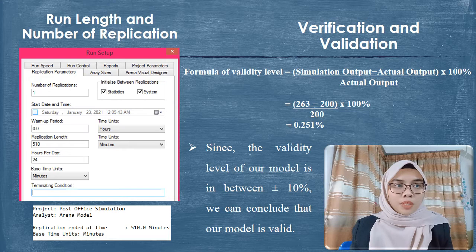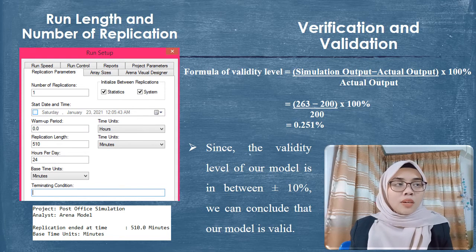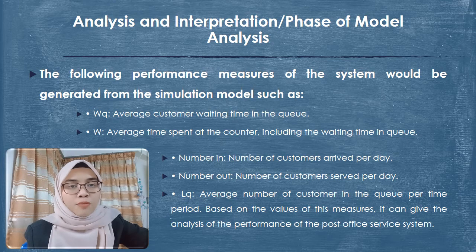For 24 hours per day, waste time units are in minutes, and the replication ended at time 510 minutes. For the verification and validation, the formula of validity level is simulation output minus actual output, divided by actual output, times 100%. The simulation output is 263 and the actual output is 200, and my validity level is 0.251%. Since the validity level of our model is between plus or minus 10%, we can conclude that our model is valid.